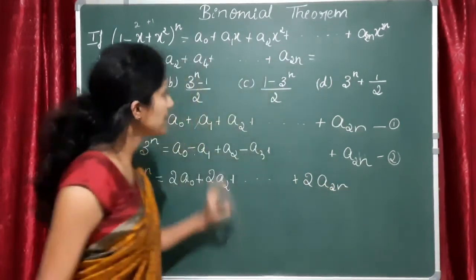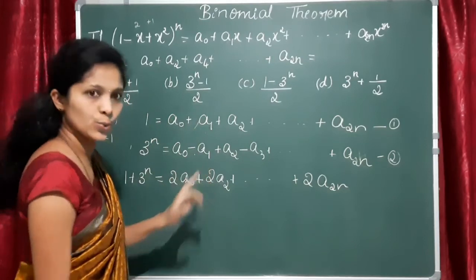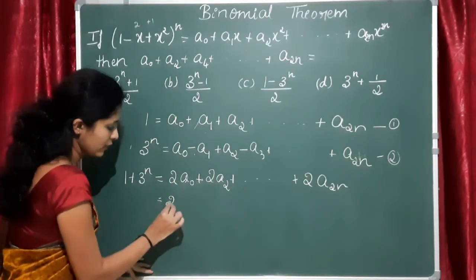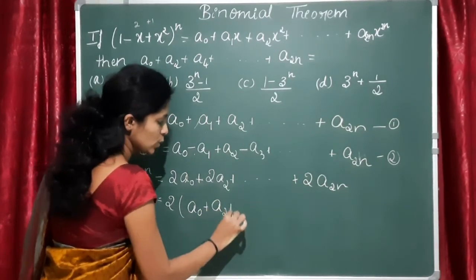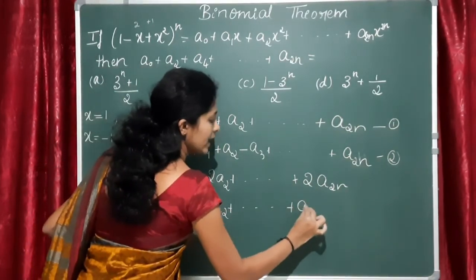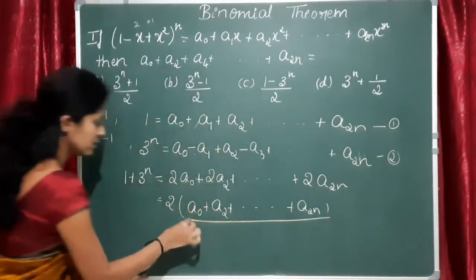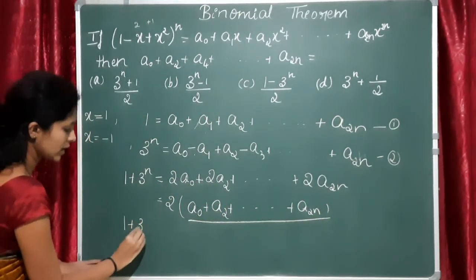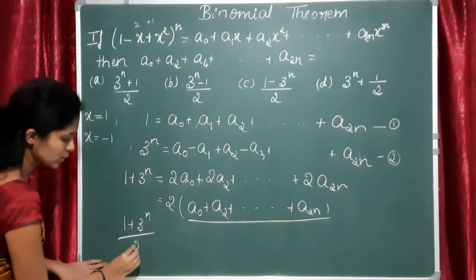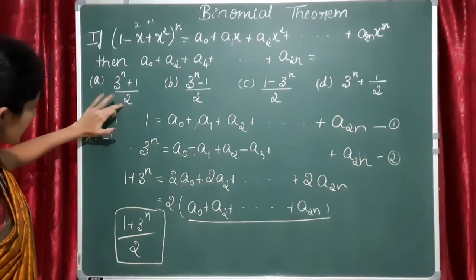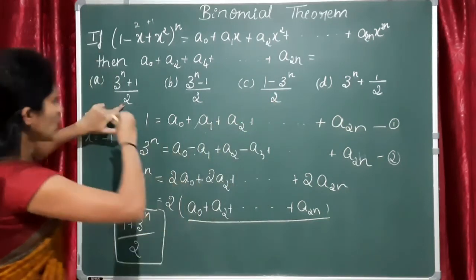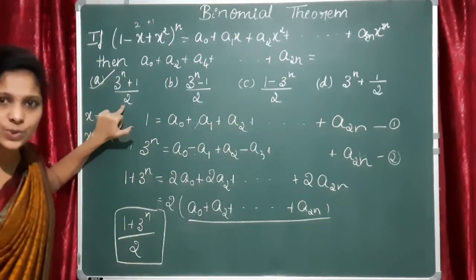But we are finding a0 plus a2. We don't want the extra factor, right? So we'll take 2 common. If I take 2 common, we get a0 plus a2 plus, and so on, the last term will be a2n. So this term is equal to (1 plus 3 to the power n) whole divided by 2. So this is the answer. Option: (1 plus 3 to the power n) whole divided by 2. So option E. I hope you understood these problems.